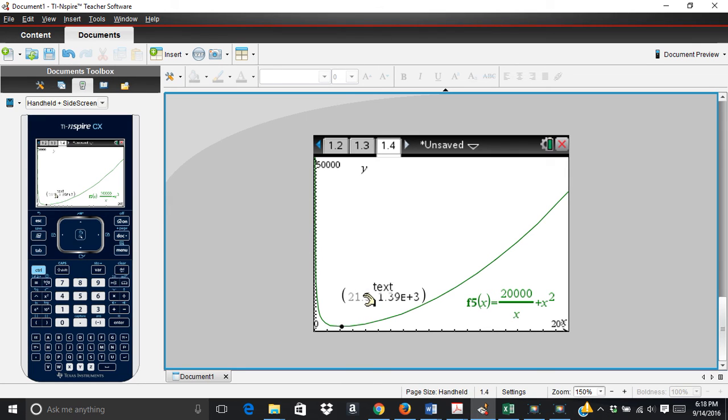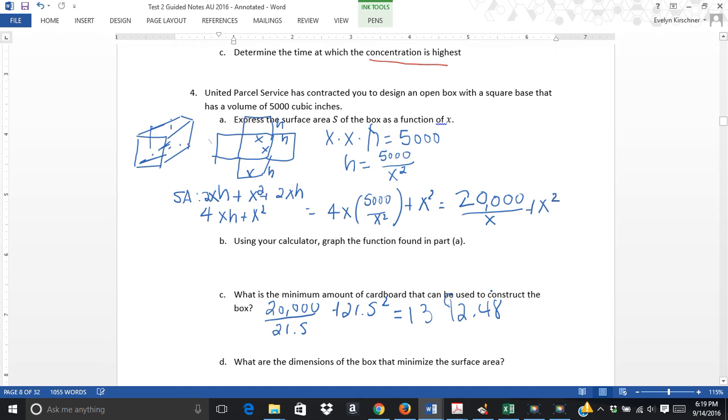So now what I need to do is find what the value is. I have to plug that into my equation. So go ahead and plug it into your equation and see what you get. See if you plug it in and you get that as well. So if I want to know what my dimensions are, I know that my x is 21.5, so I have 21.5, and then it's x by x, so by 21.5, and then I have to find my h, and my h is 5,000 divided by 21.5 squared, which is about 10.8.